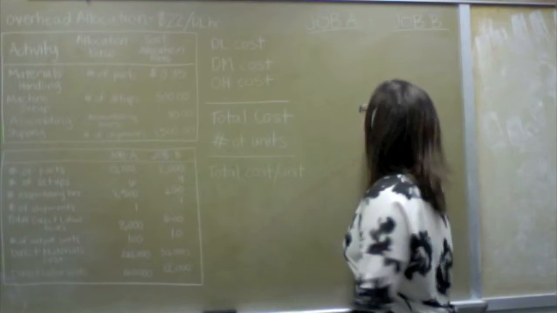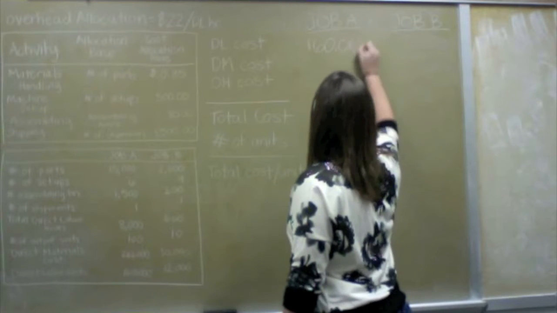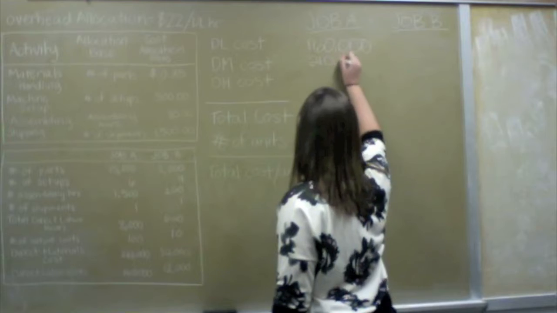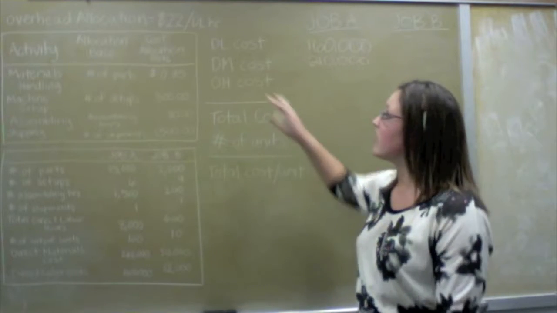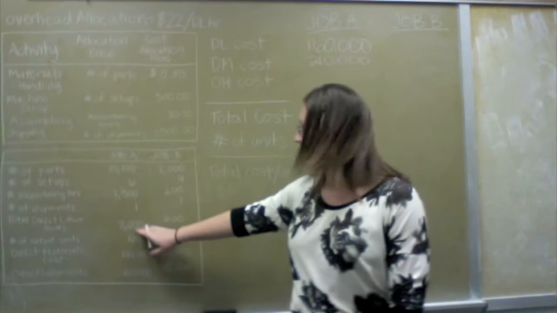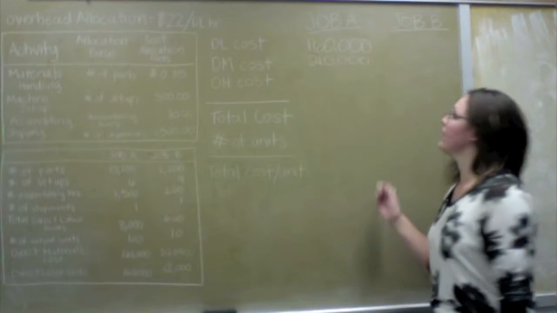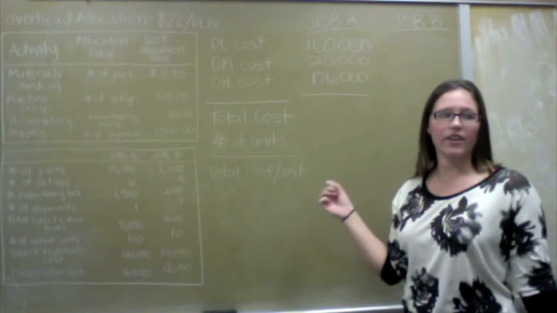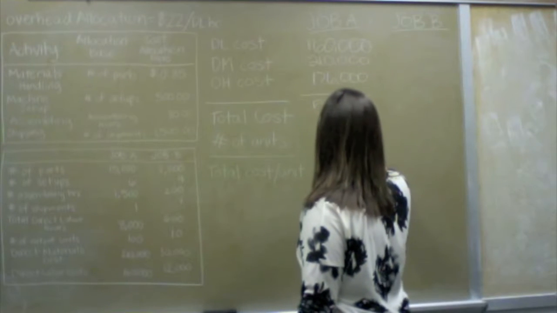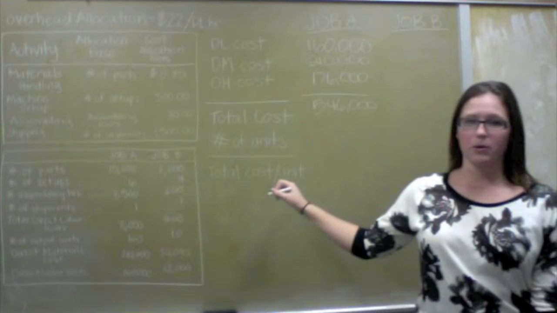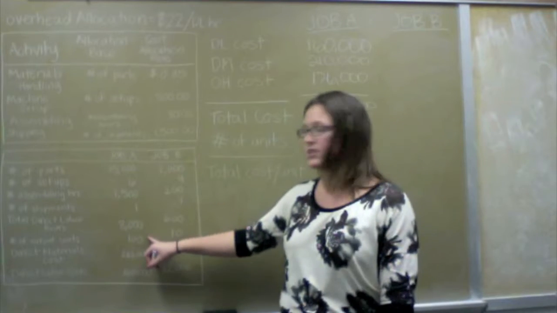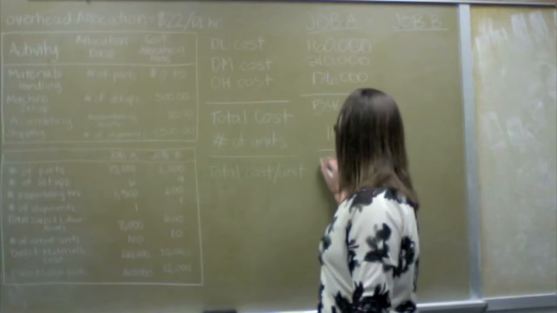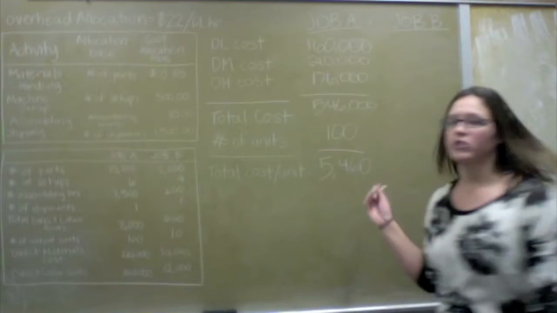So for job A, it is $160,000. The direct materials cost, as it shows right here again, is $210,000. And the overhead cost is going to be the overhead allocation, as it shows there, multiplied by the total direct labor hours. To get the total cost, you add those three numbers together. To get the total cost per unit, you divide the total cost by the number of units, which is down here. So you divide that 546,000 by 100, and you get 5,460.